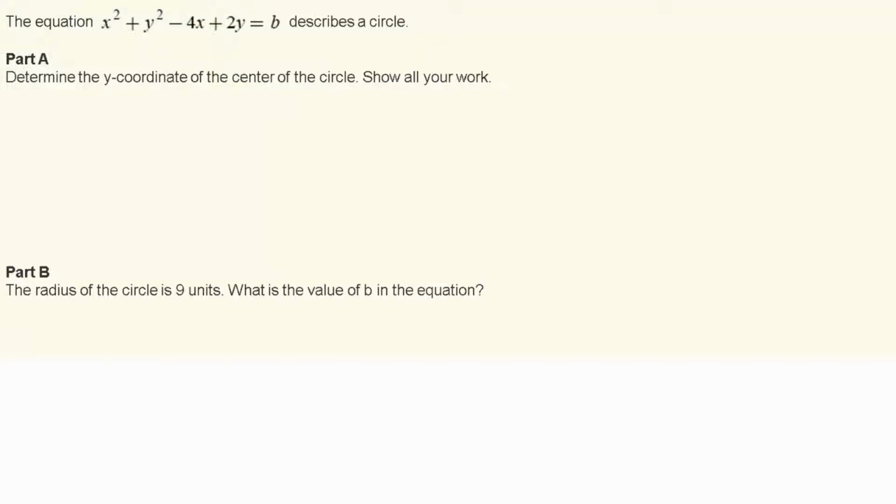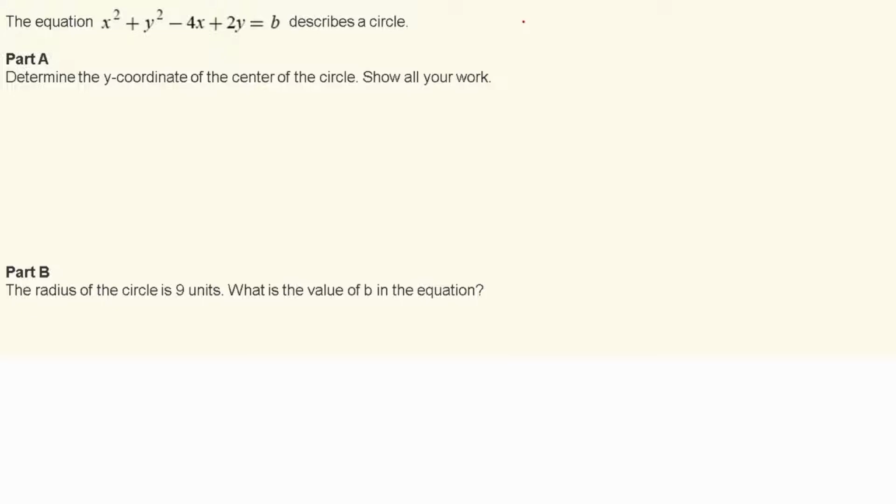All right, our next one says the equation x squared plus y squared minus 4x plus 2y equals b describes a circle. Now, just reading that equation, it might look off to some people, which is good, because that equation is not in the form that we want. I'm not even going to look at part A or part B yet. The first thing I want to do here is put that in a form that I like, right? So let's do that. And when I say I like, the form that we're comfortable with, our standard form.